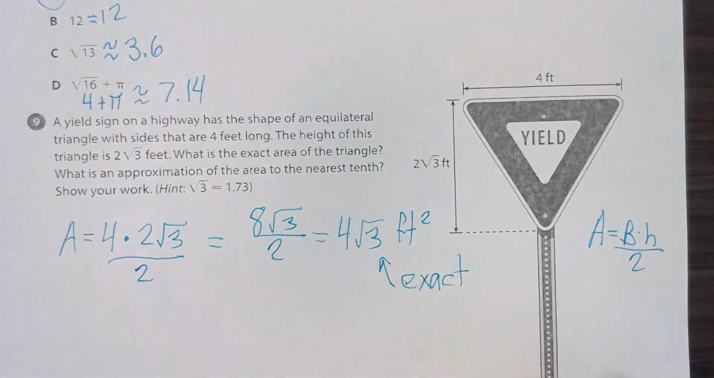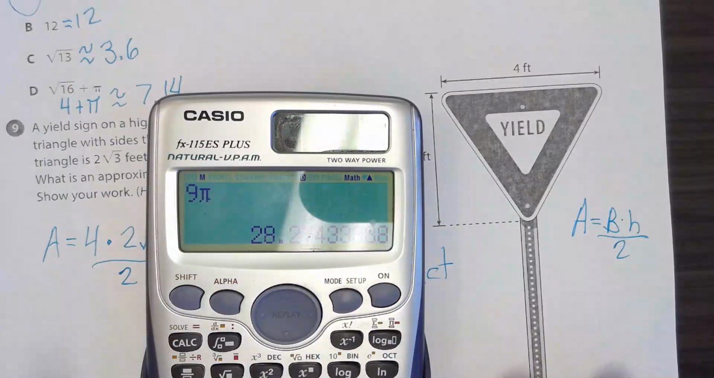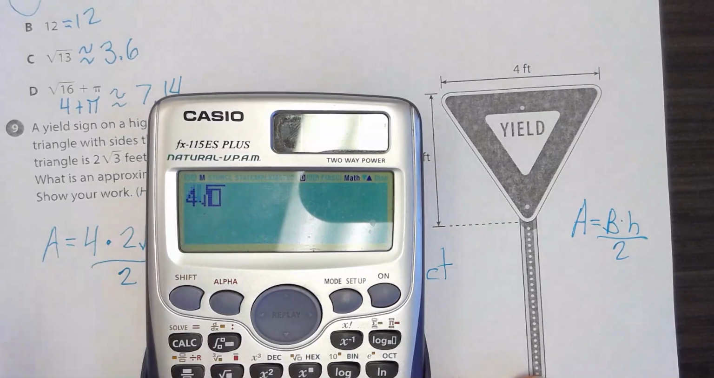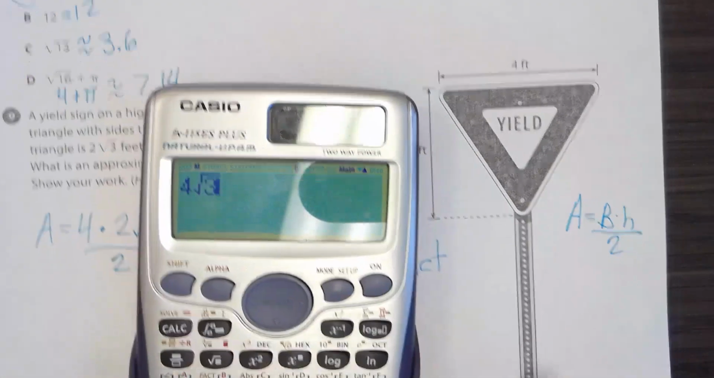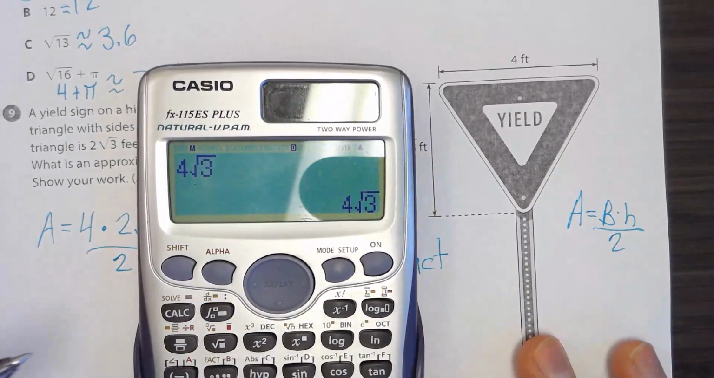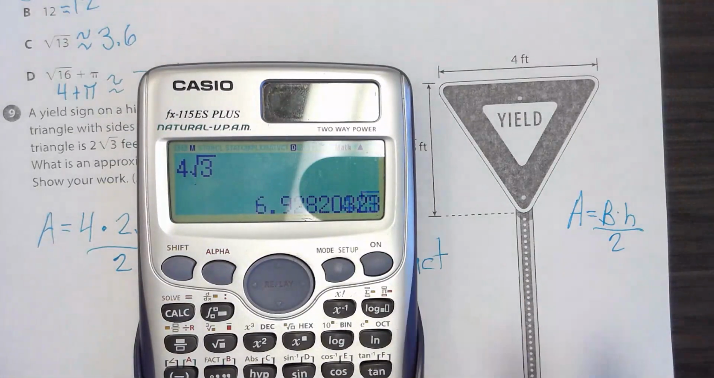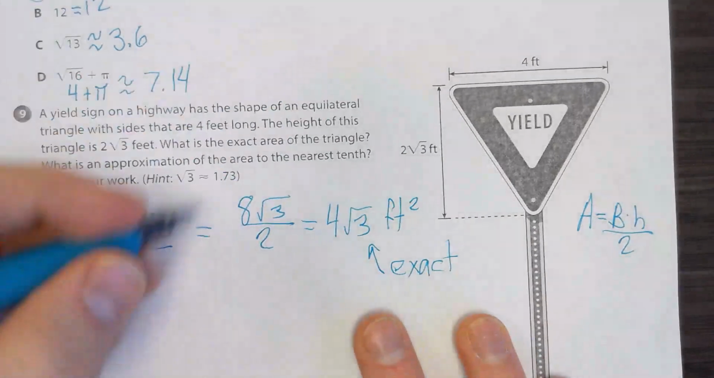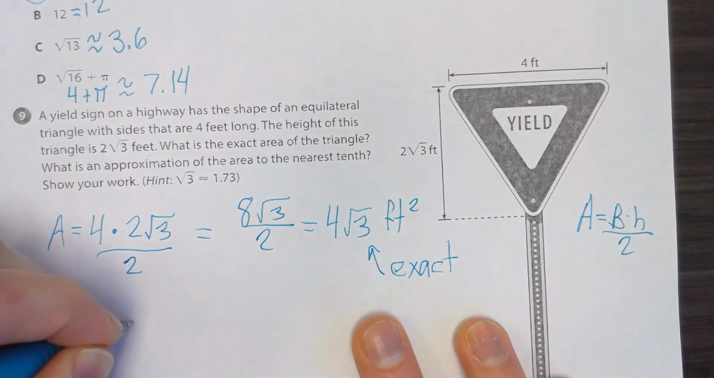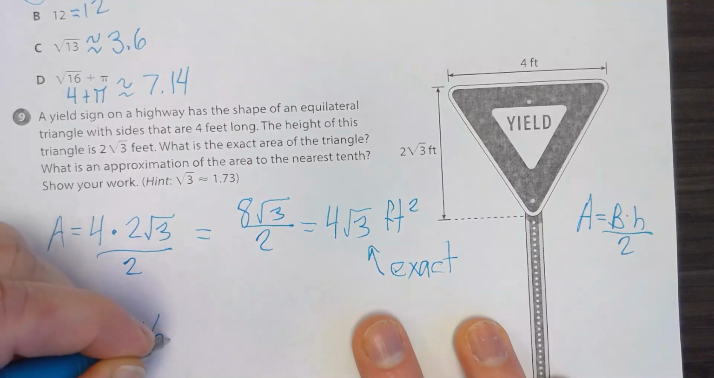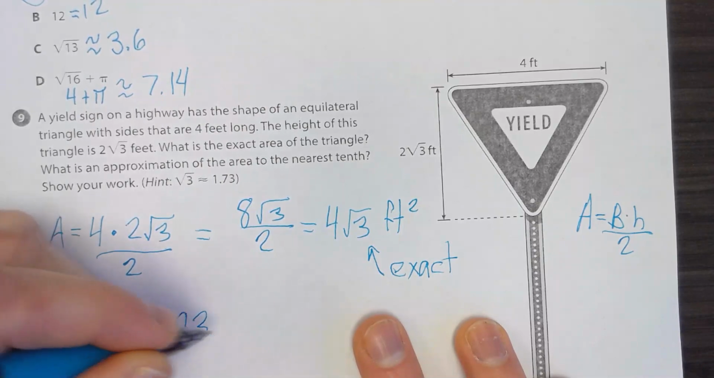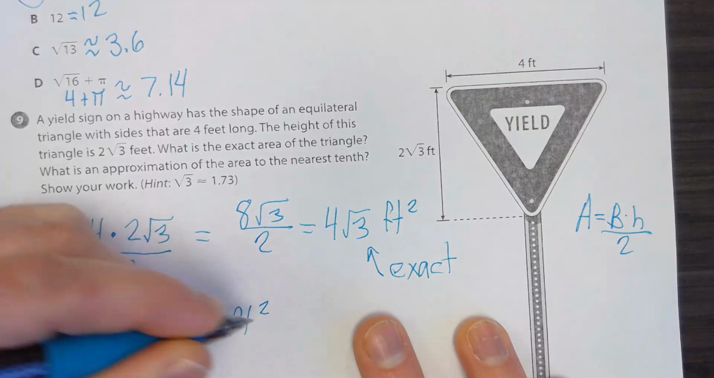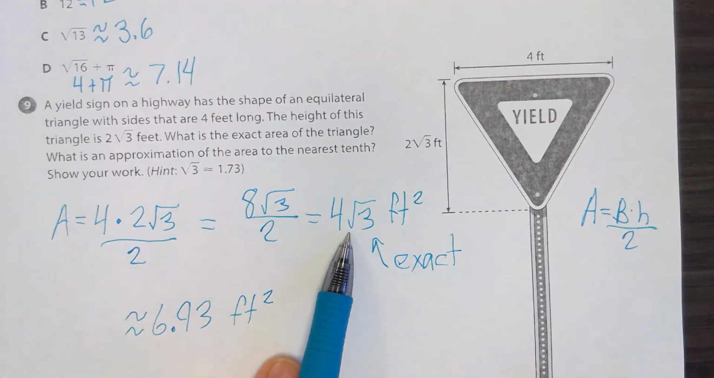If we want an approximation, we could think about what the square root of 3 is. That's like a little less than 2. And multiply it times 4, but we can always ask our calculators too. 4 square roots of 3 is equal to 4 square roots of 3, right? Because it's an irrational number. But if I ask for an approximation, it's approximately 6.93 feet squared.